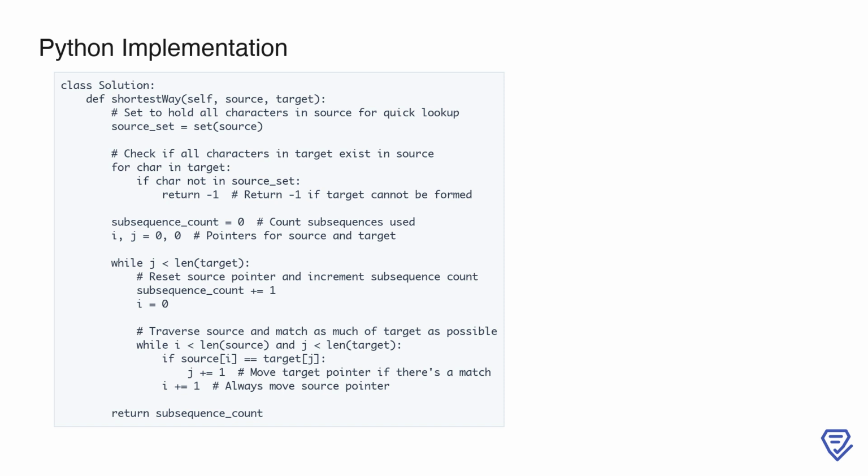The solution has a time complexity of O(n*m), where n is the length of the source and m is the length of the target, due to the nested traversal of the source within the target loop. The space complexity is O(n), due to the source set used for validation.